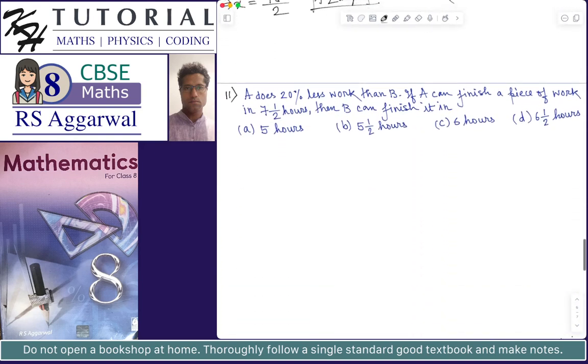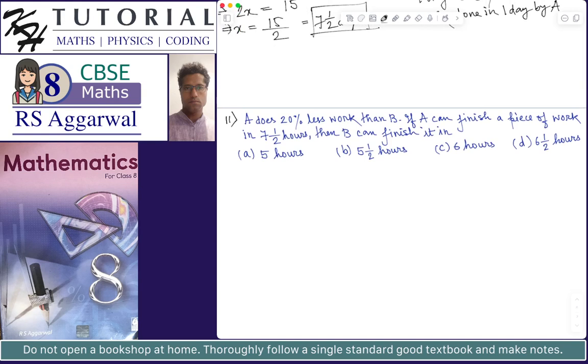Okay. Question number 11. A does 20% less work than B. If A can finish a piece of work in 7.5 hours, then B can finish it in. Now, it is given that A does 20% less work than B. What does this mean? A does 20% less work than B.